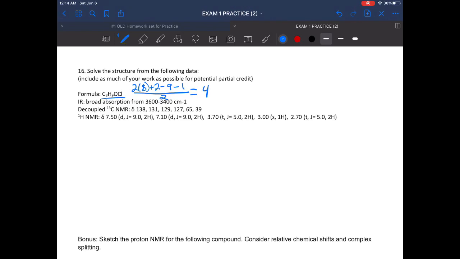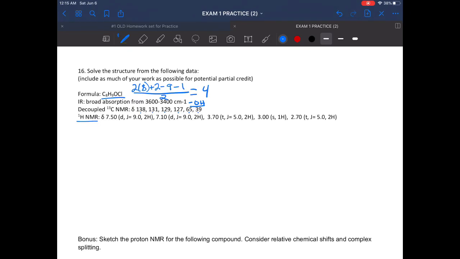My IR tells me I have a broad peak from 3600 to 3400. It's a little bit high, but that's going to be an OH. I usually expect to see them centered around 3300, but in this region, the OH is the most likely culprit there. I've got 1, 2, 3, 4, 5, 6 types of carbon, so at least a couple of carbons are in the same chemical environment.